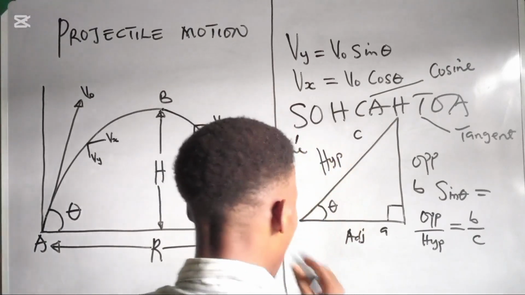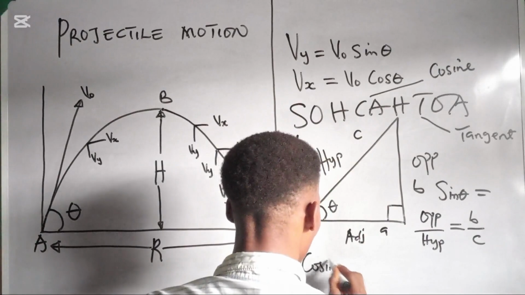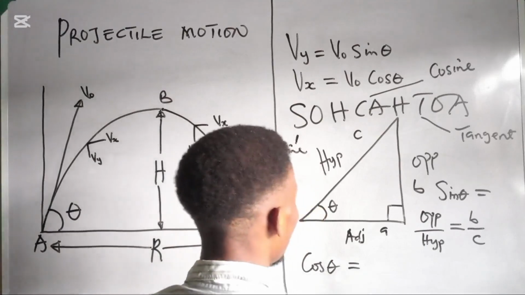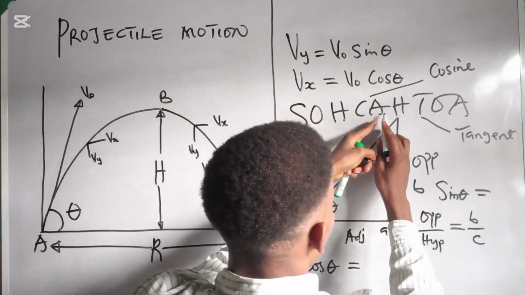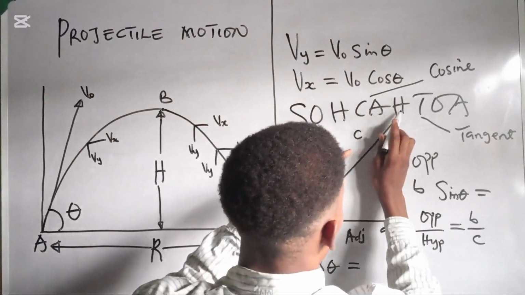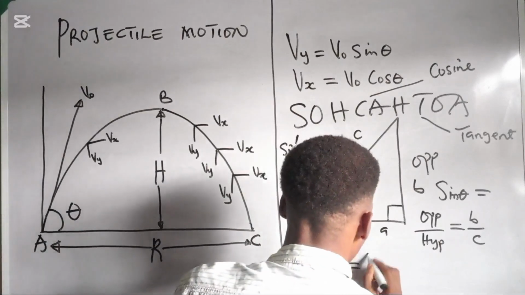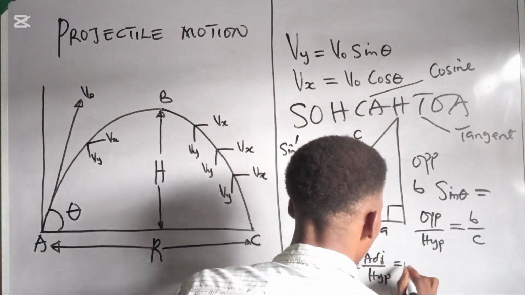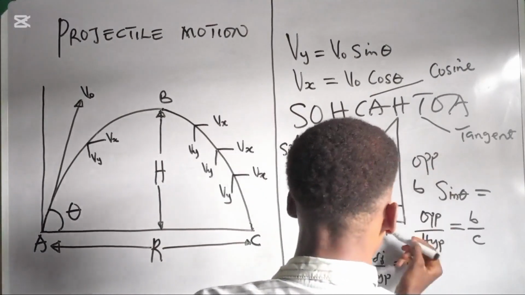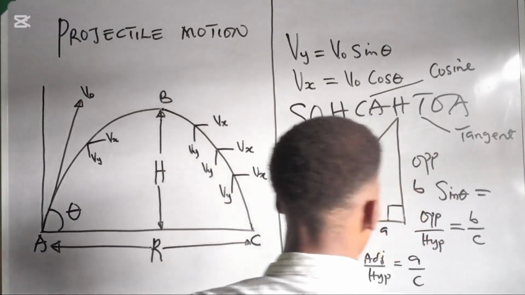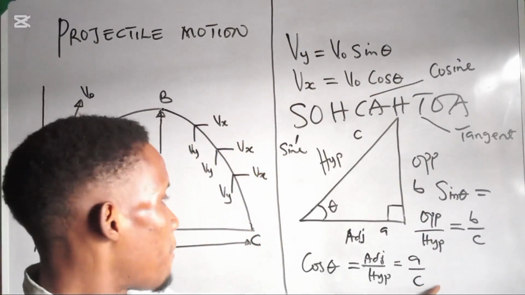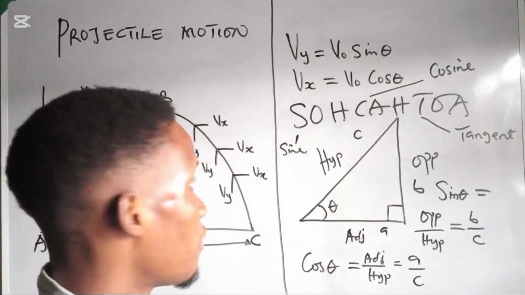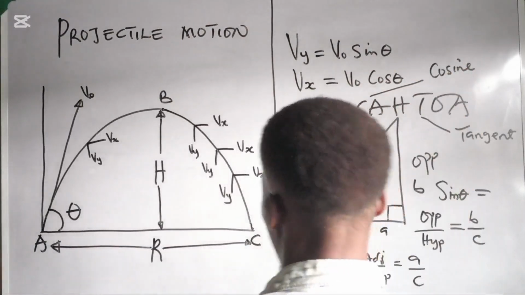Then also look at the horizontal part, which is the cosine. Cos theta, because we're representing theta here, is equal to adjacent over hypotenuse. Our adjacent here is A, all over hypotenuse being C. So let's apply this to see whether it will align with what we solved here.